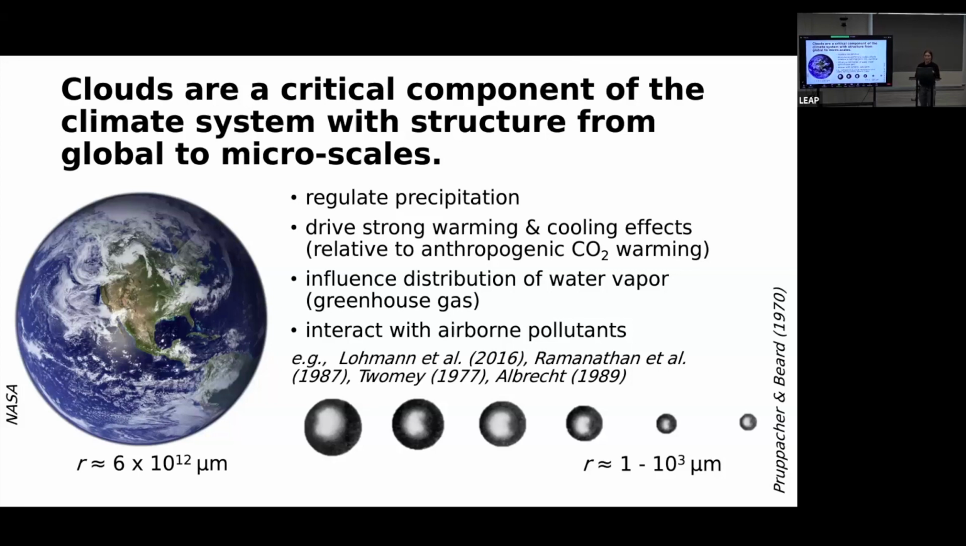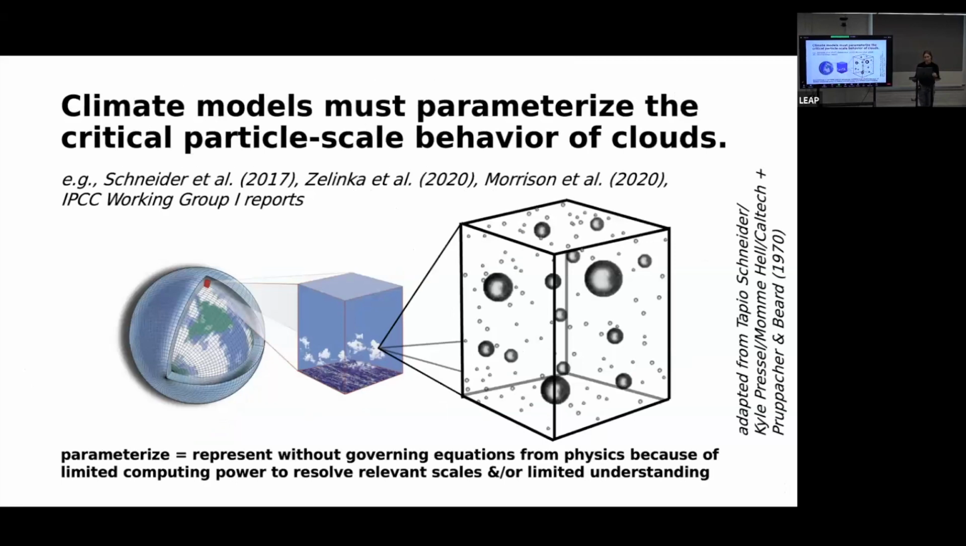A key element of clouds is that they have structure from global to micro scales, and that makes them hard to model. And so here we're focused on the micro or particle scale behavior of clouds. Basically every climate model has to parameterize the behavior of individual cloud drops because computationally, it's not tractable for us to model the behavior of every individual particle when a given handful of cloud has maybe billions or trillions of particles in it.